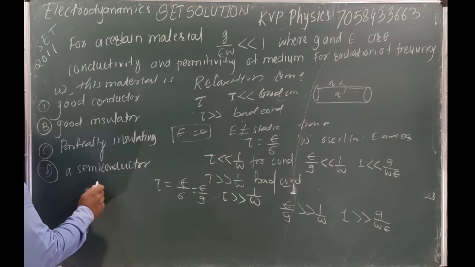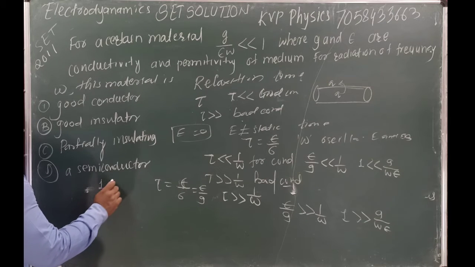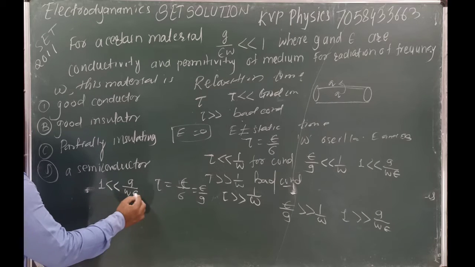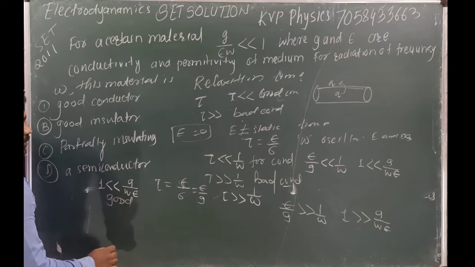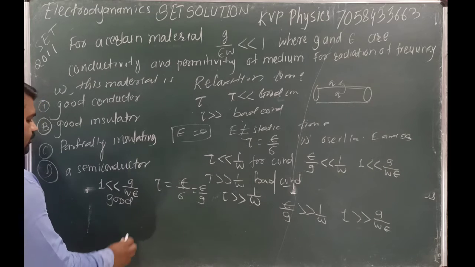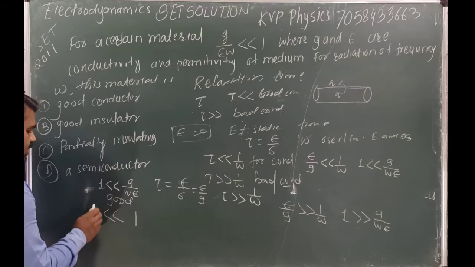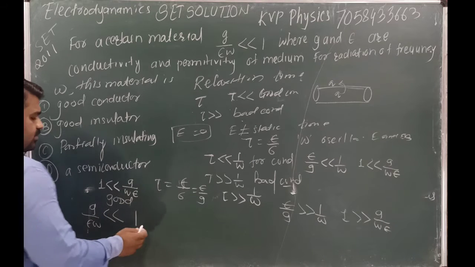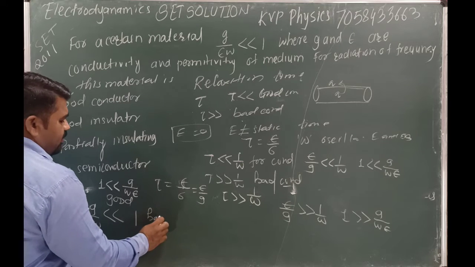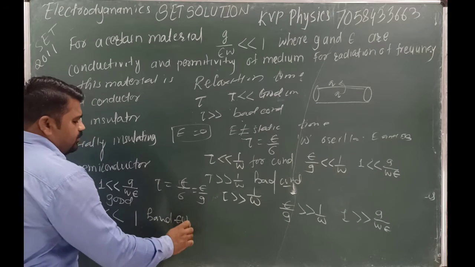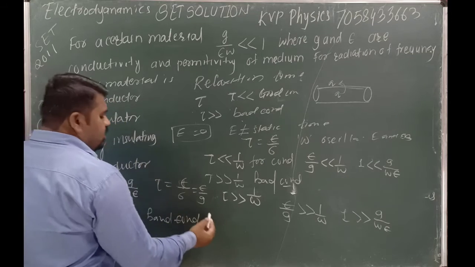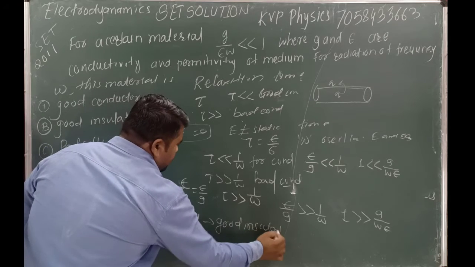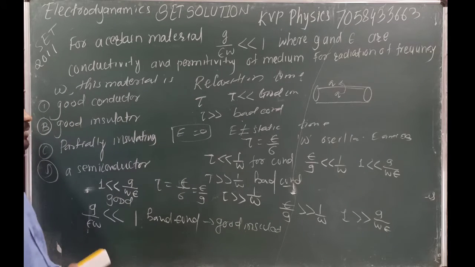1 is very less than σ upon ωε. This one is a good conductor. And 1 is very greater than σ upon εω. This system is known as a bad conductor. Bad conductor means good insulator. Got it? Getting the idea for this case.